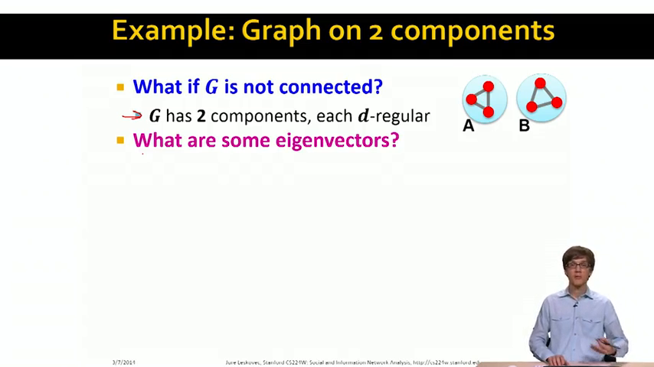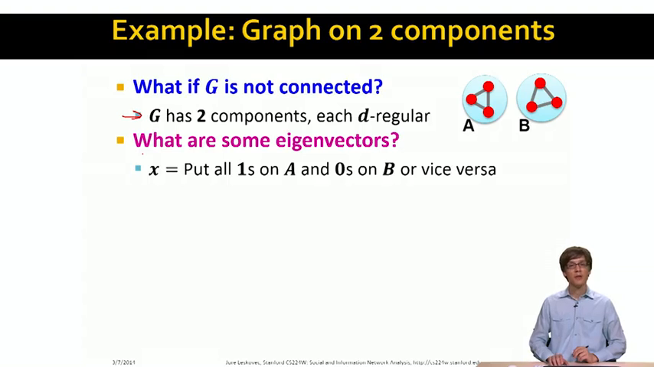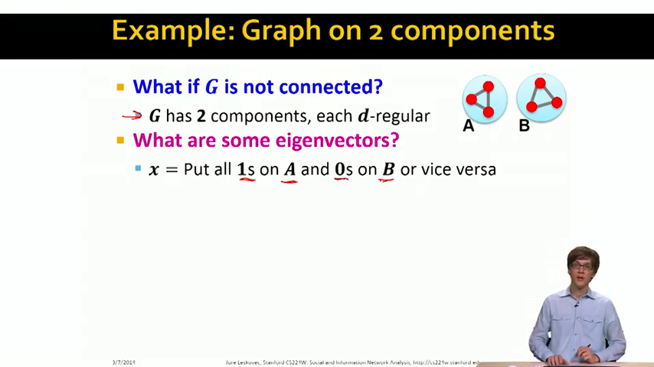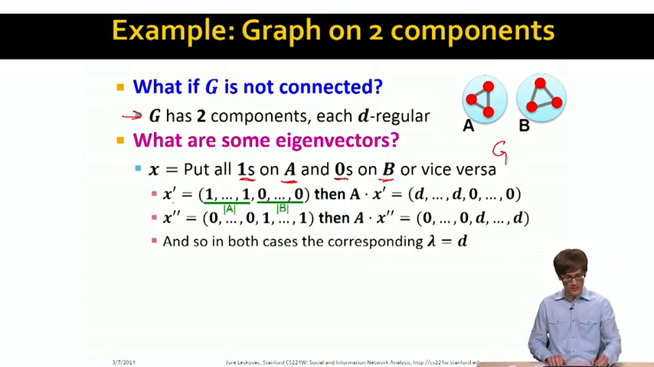So now the question is, what are some eigenvectors and eigenvalues of this graph here on the right? We can use the intuition from the previous slide, where we say, let's put all the values of 1 on all the nodes in the component A, and let's put all the zeros on the nodes in the component B in our graph G. If we do this, what do we learn? For example, if we try out the vector x prime that has entries with value 1 for all the nodes in A and entries of 0 for all the nodes in B, then we multiply A times x.